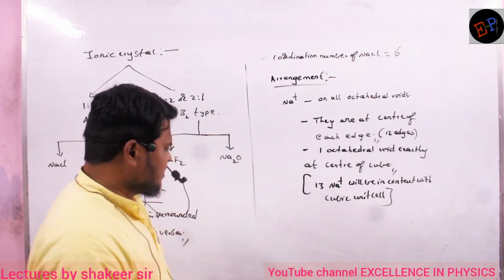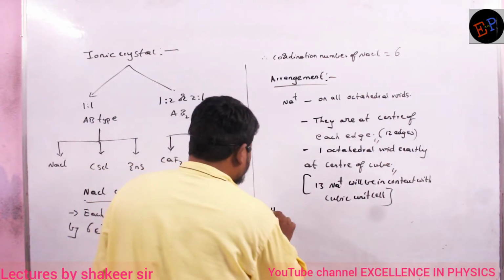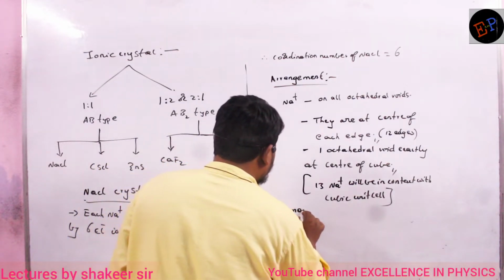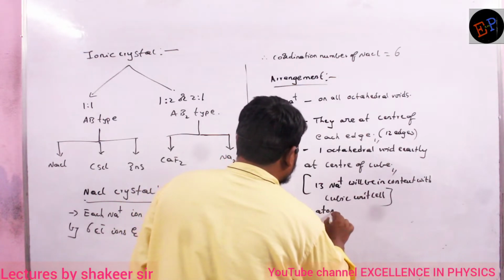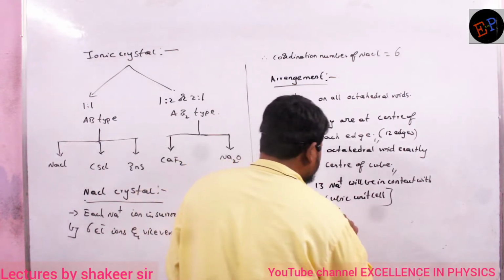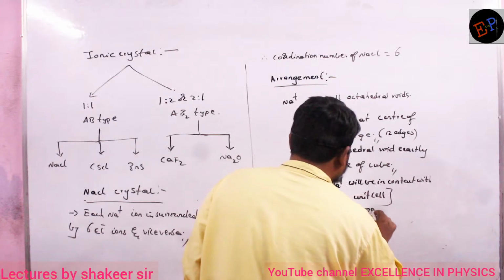Are you able to understand? So therefore, how many sodium ions are present by mass? Can you say?